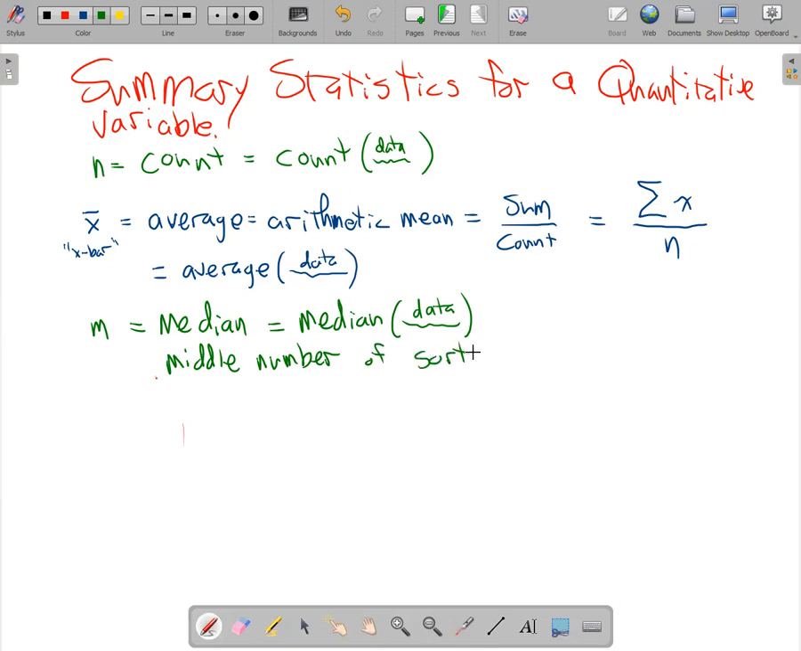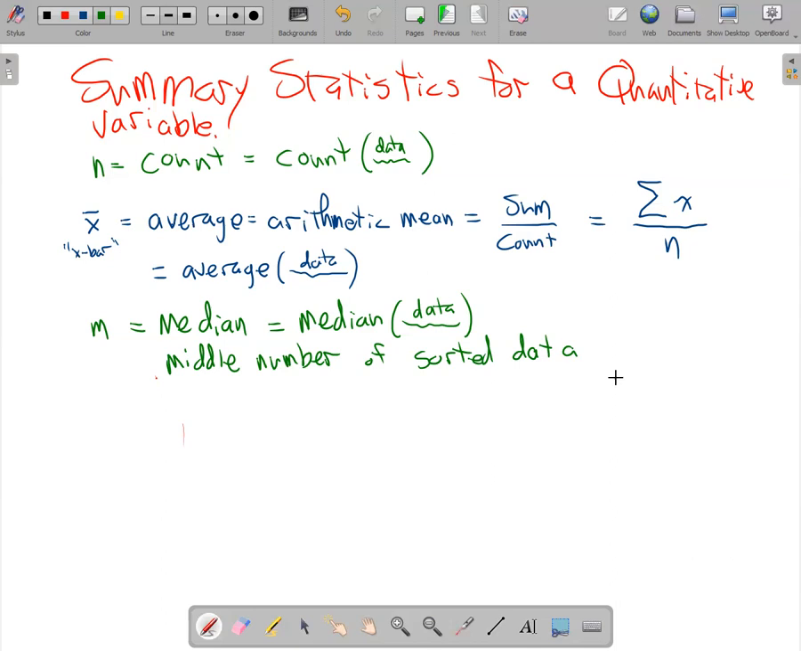of the sorted data. So the data has to go largest to smallest or smallest to largest. It doesn't matter. And then you want to pick the middle number. Now, there's a slight problem with the idea of median because for some groups of numbers, there isn't a middle number. Right? Think about it. If there are 9 values, the 5th one is going to be in the middle. If there are 10 values, there is no middle number. The 5th and the 6th numbers would be the middle.